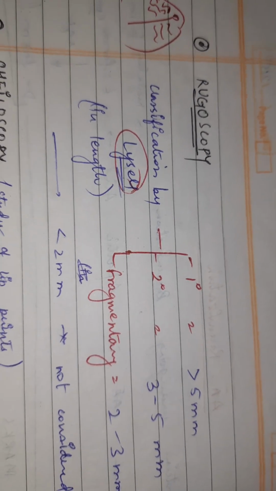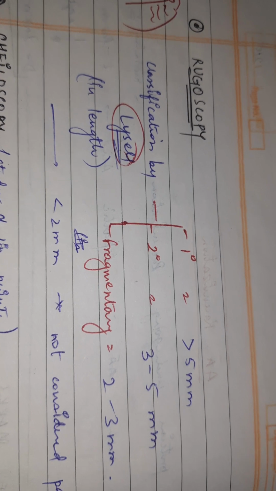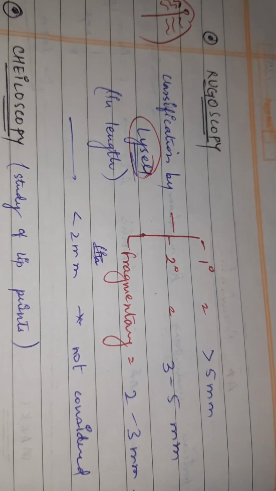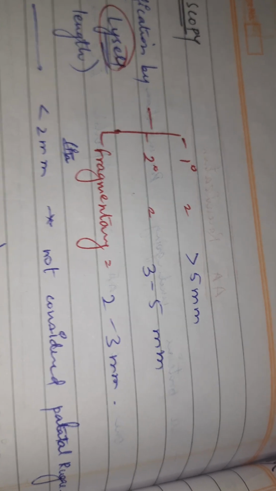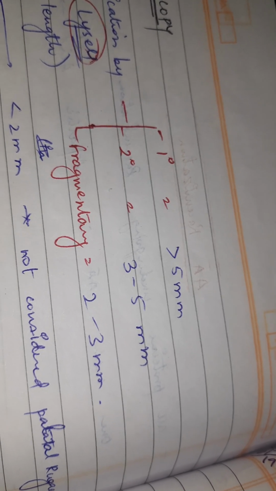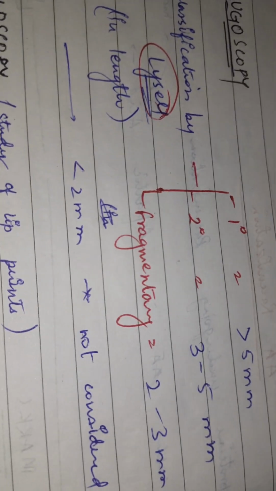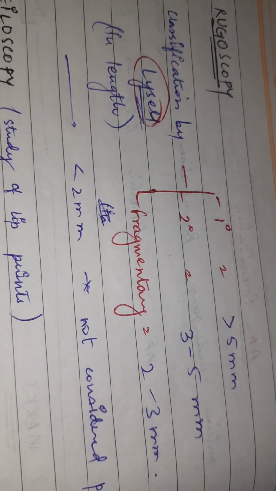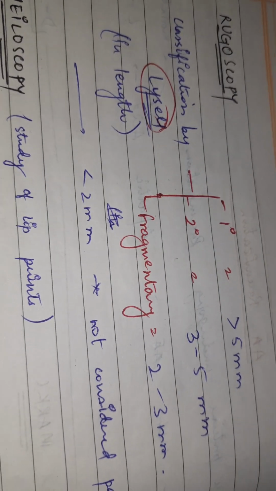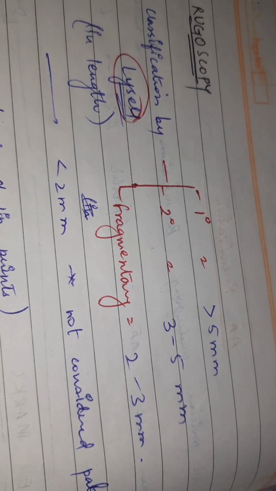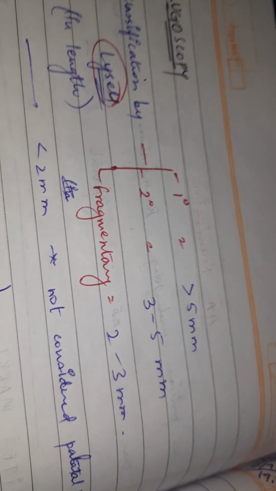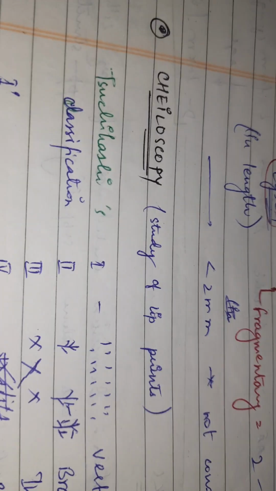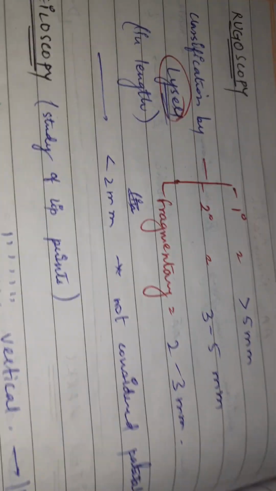Now, rugoscopy is the study of rugae. Classification by Lysel; you have to remember the name Lysel. He classified rugae by length into three categories: primary, secondary, and fragmentary. More than 5 mm is primary, 3 to 5 mm is secondary, and 2 to 3 mm is fragmentary. Less than 2 mm is not considered to be palatal rugae.